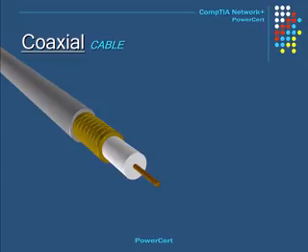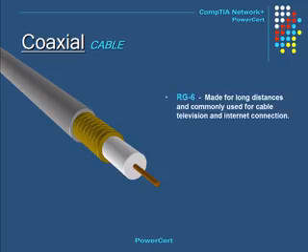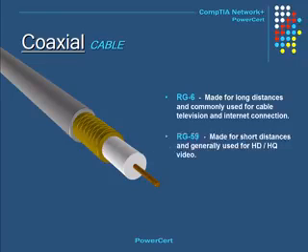Now, there are 2 common types of coaxial cable. The first type is RG6, and this is made for long distances and is commonly used for cable television and internet connection. And the second type is RG59, and this is made for short distances and is commonly used for high definition and high quality video.